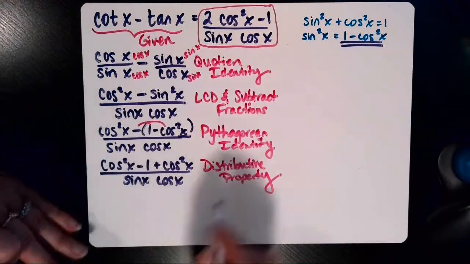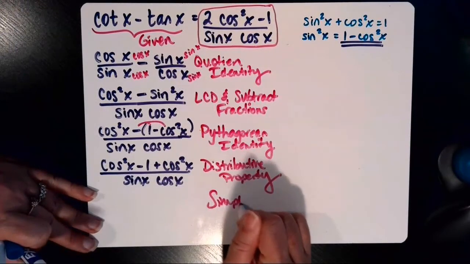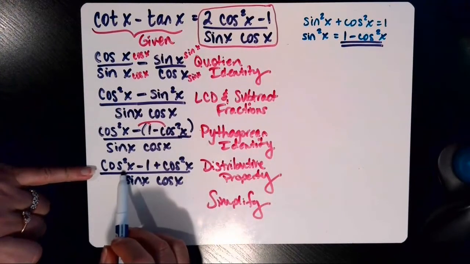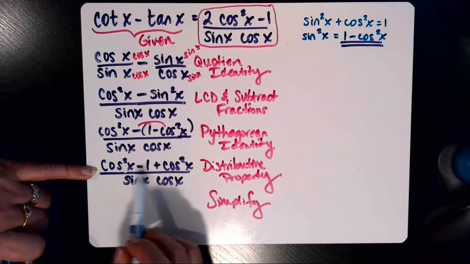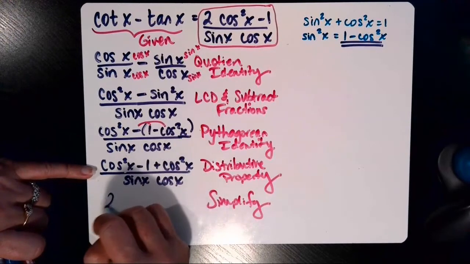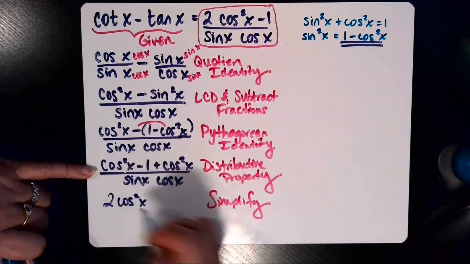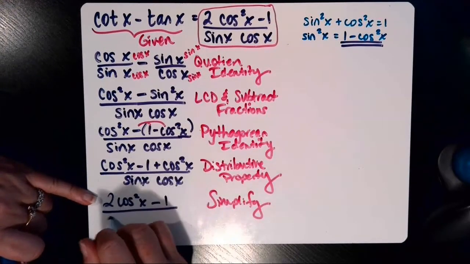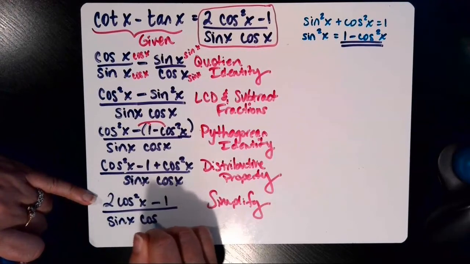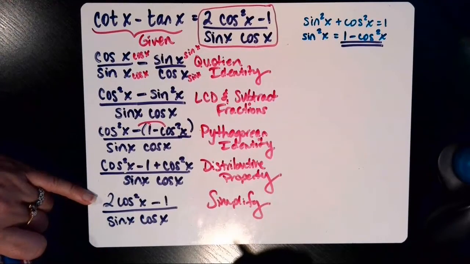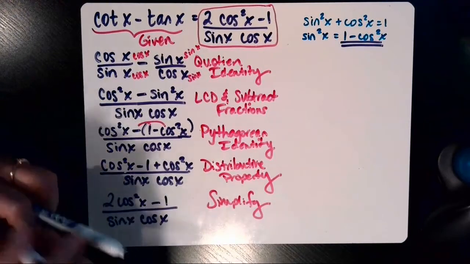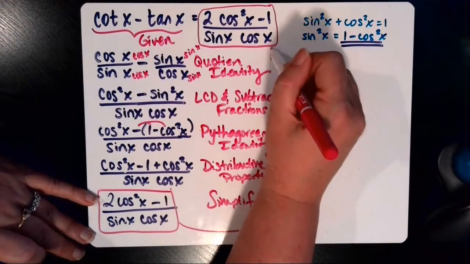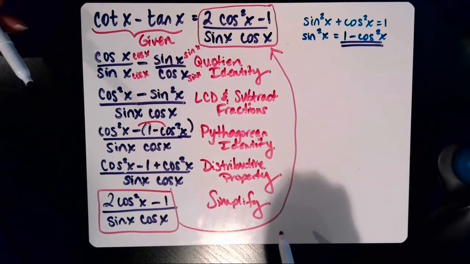And now we're going to simplify in our last step here. And we'll do that by combining like terms in the numerator. So cosine squared x plus another cosine squared x is 2 cosine squared x. Then our minus 1 in the numerator, and that's all divided by sine of x cosine x in the denominator. And that now matches what we had set out to accomplish, and our identity is verified.